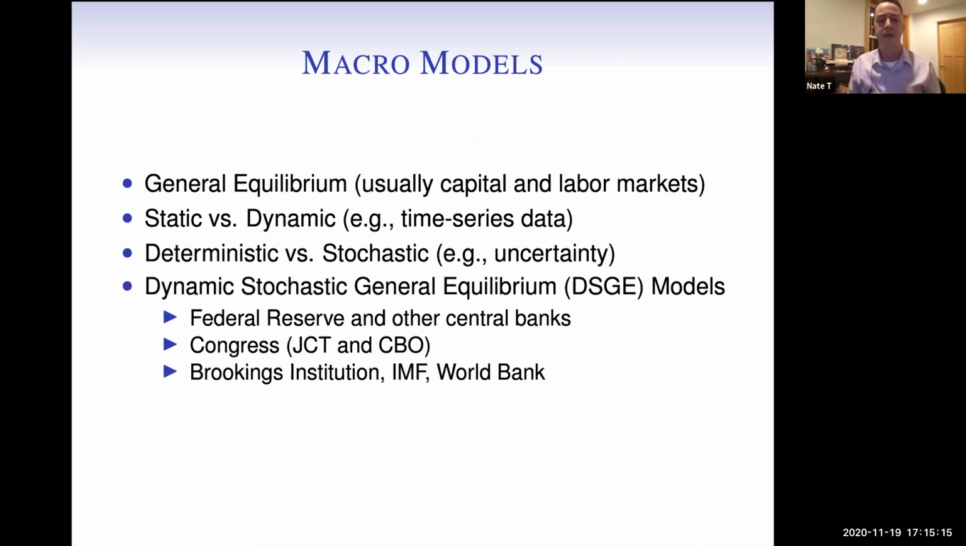So they're dynamic. They can make predictions about short run variation in time series data. They're stochastic, where things are uncertain and you have randomness in the model. And they're general equilibrium, so they have multiple markets coordinating together, trying to find an equilibrium. So this is a tool that we use in macroeconomics, and there's a lot of math that goes into using these models. So that's what I'm going to get into next.